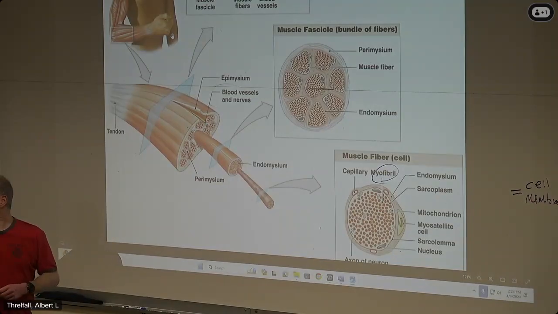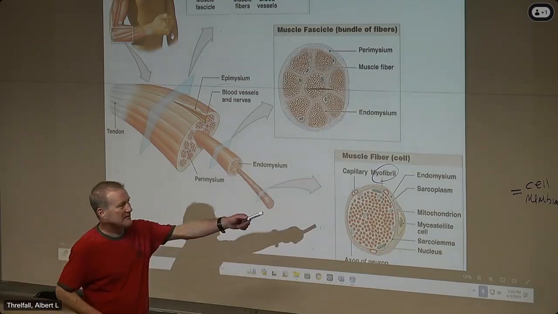So how many outer boundaries does a fascicle have? And how many outer boundaries does a cell have? And how many outer boundaries does the whole muscle have? And what are the outer boundaries of a cell? The outermost, endomysium, and just deep to the endomysium, sarcolemma. And it probably won't be today, but we'll come to understand where that prefix sarco is coming from.